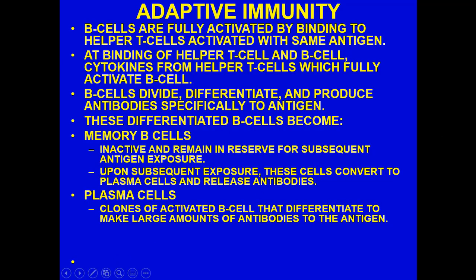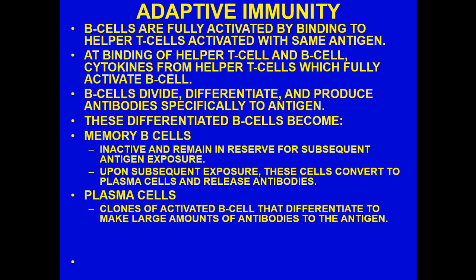Now, B cells, I said, are fully activated by binding to helper T cells activated by the same antigen. Okay. At the binding of the helper T and the B cell, cytokines from the helper T cells fully activate the B cell. So T cells have to release sort of these cytokines to get the B cell revved up. Once the B cells are revved up, they divide, they differentiate, they produce antibodies specific to that antigen.